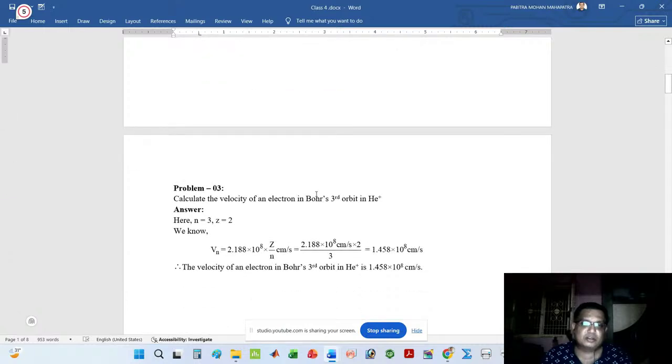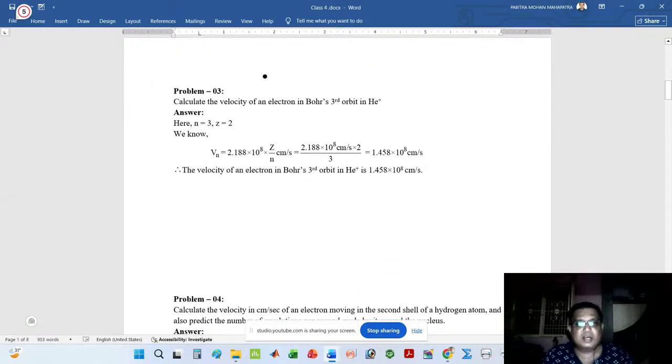Next, move to another problem. Calculate the velocity of an electron in Bohr's third orbit of He+. Here our aim is to find the velocity. The equation is Vn is equal to 2.188 into 10 to the 8 into Z by n cm per second. This is the formula. Here we need the values of Z and n.